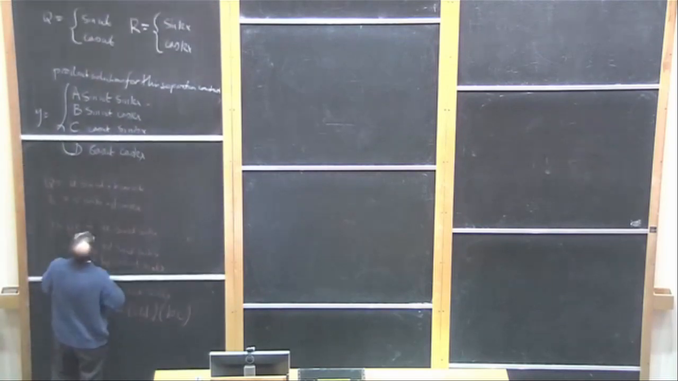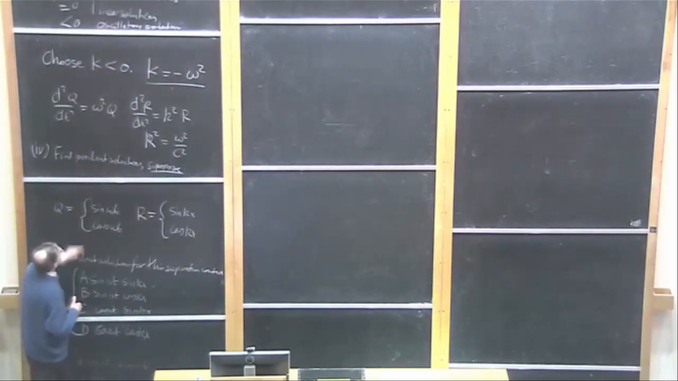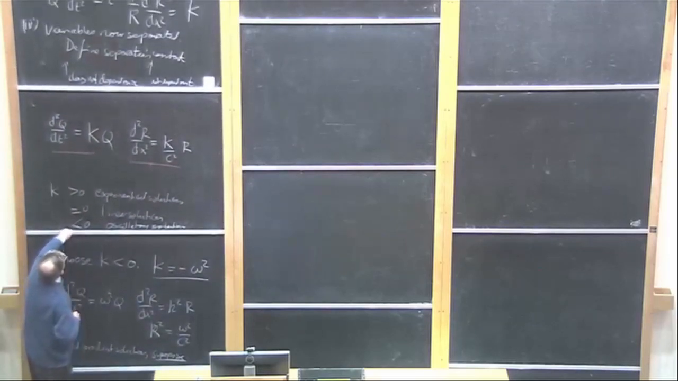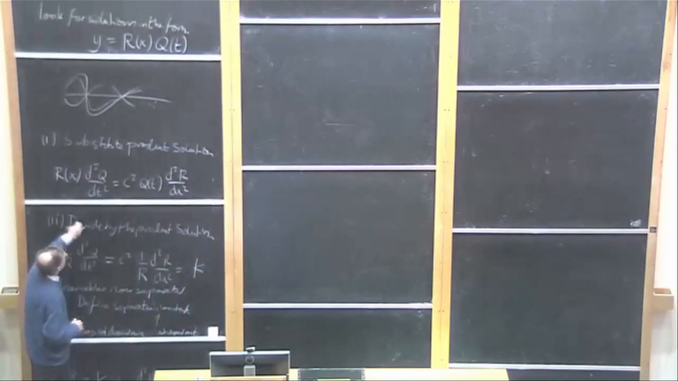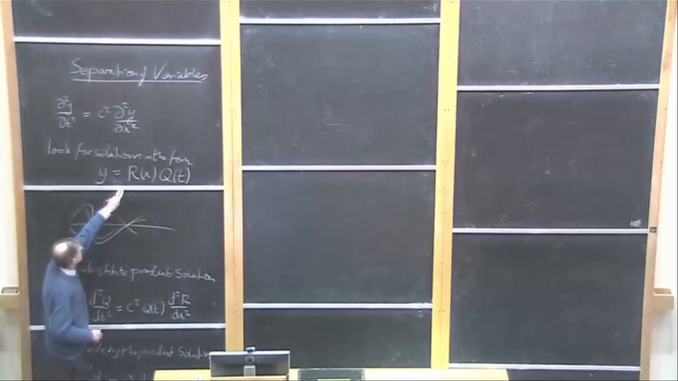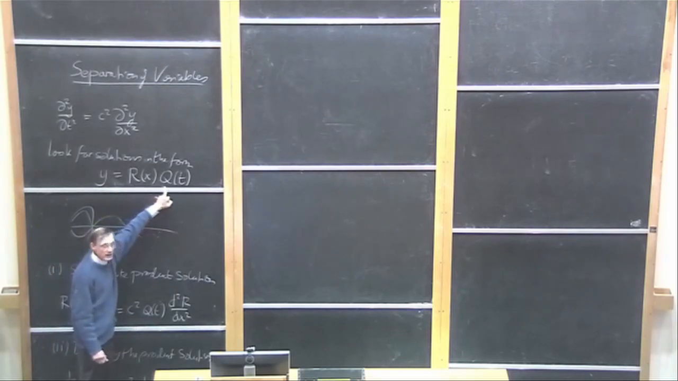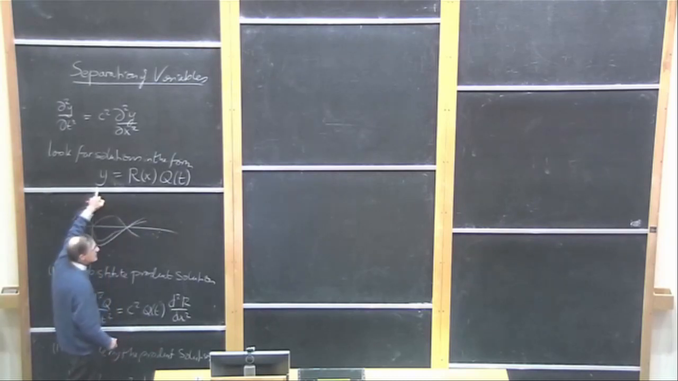Now, there is a deeper reason why it's failed, which is that if we go right back to the beginning, here, the function r is not uniquely defined for a given product solution, because we could multiply r by some constant, f, and divide q by the same constant, f, so we'd have a different function r and a different function q, and we've ended up with the same function y.